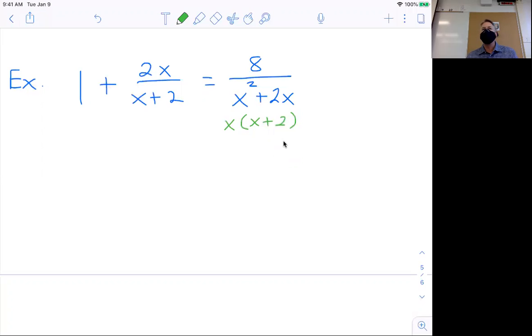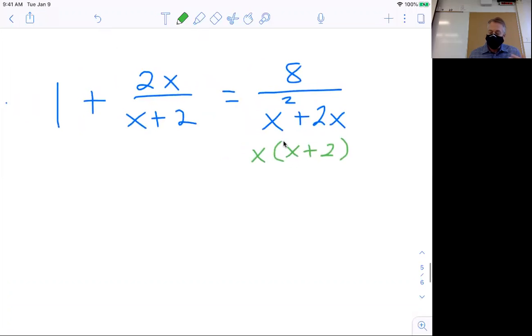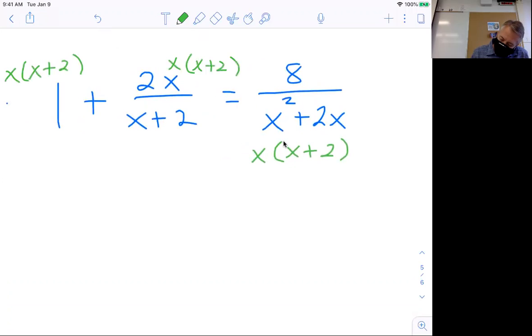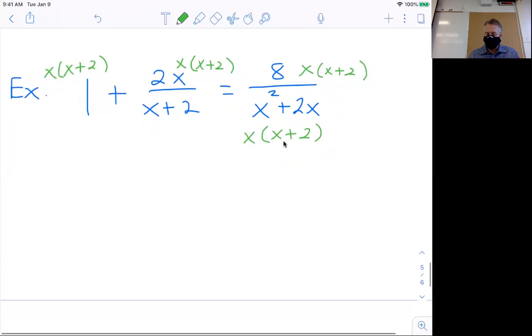And so that means my common denominator is x times x plus 2. So I'm going to multiply everything by that. x times x plus 2 there, x times x plus 2 there, and x times x plus 2 there. And our reason for doing that is because we want to try and cancel all the denominators.